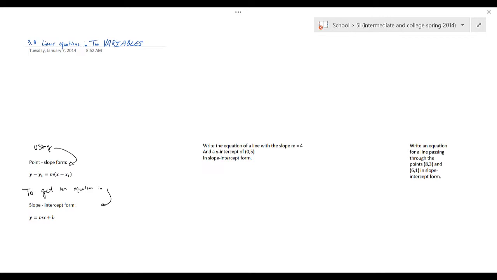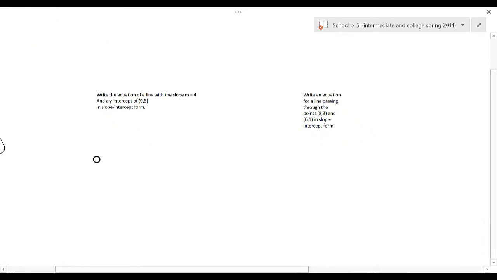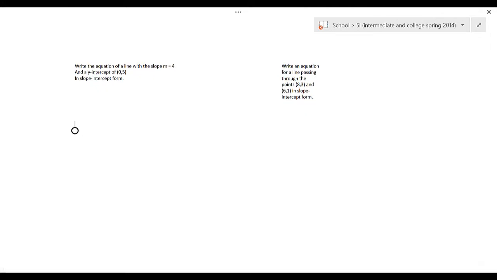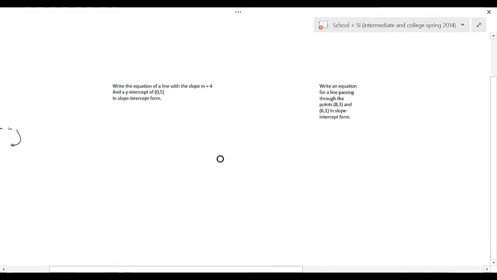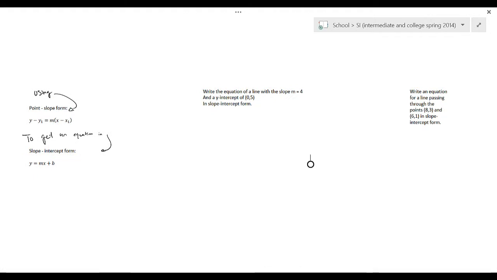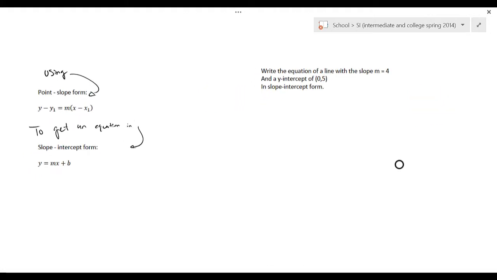Today we are going over how to use the point-slope form of an equation to get a slope-intercept form of an equation. Let's just dive right into some examples. Our first question is, the instructions read, write the equation of a line with the slope m equals 4 and a y-intercept of (0, 5) in slope-intercept form. Okay, well, let's look over here at slope-intercept form.